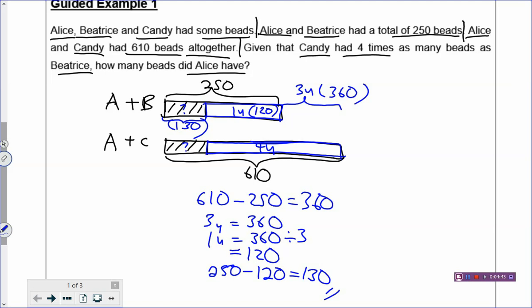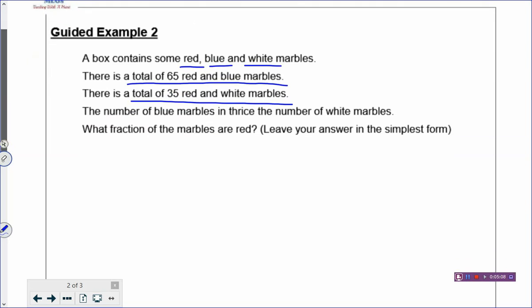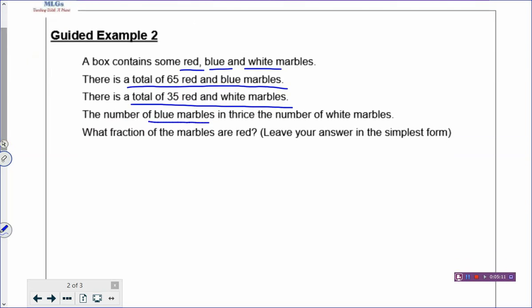So let's look at another example to understand this model better. Example 2: a box contains some red, blue and white marbles. There is a total of 65 red and blue marbles, and there is a total of 35 red and white marbles. So are there 4 colors? No, there are actually 3 colors. But which color is repeated? The red color. The number of blue marbles is twice the number of white marbles. So what fraction of the marbles are red? And you have to leave your answer in the simplest form.